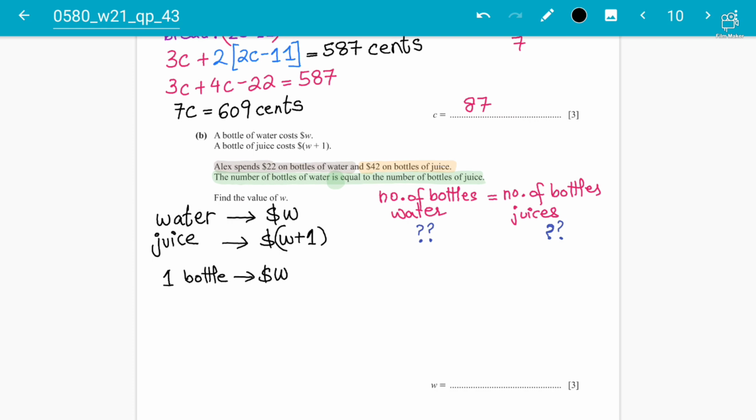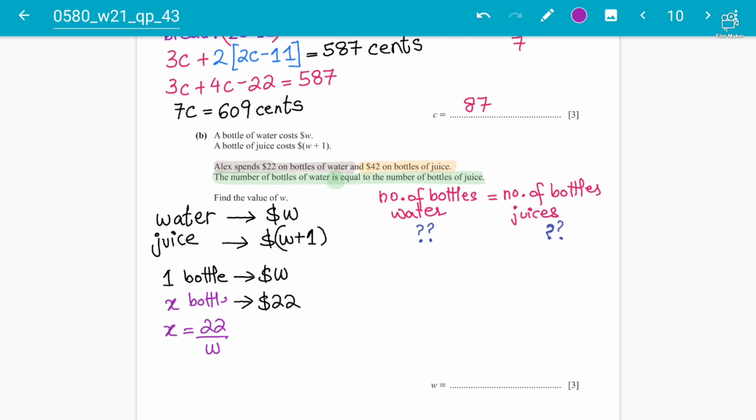If one bottle of water costs you $W and you have spent $22, that's why I have made it with a different highlighter. If you are spending $22 on the total bottles of water, it means you can work out how many bottles you are buying by cross multiplying. Let's say X bottles you are buying, so X is 22 times 1, which is 22, divided by W, okay? So X is the number of bottles that you can buy.